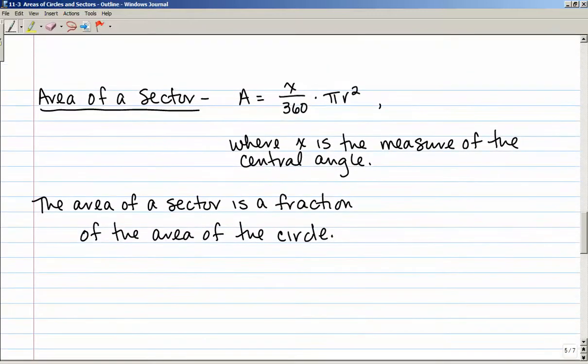Here's the formula for the area of a sector. The area of a sector is x over 360 times pi r squared, where x is the measure of the central angle. So basically what we have right here is the measure of the central angle divided by 360 times the area of the circle. The area of the sector, the area of the pizza slice, is a fraction of the area of the entire circle.